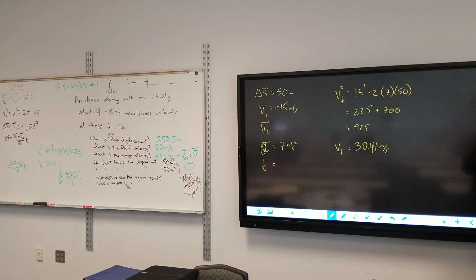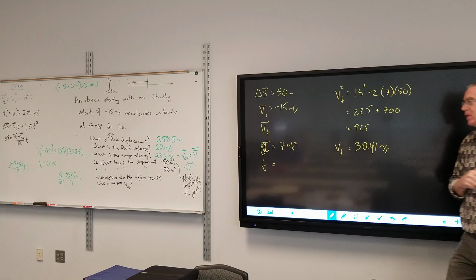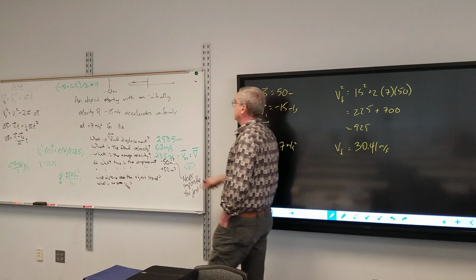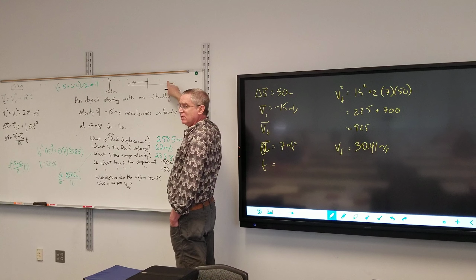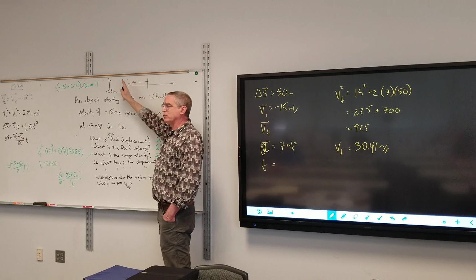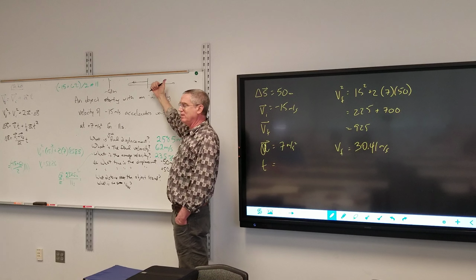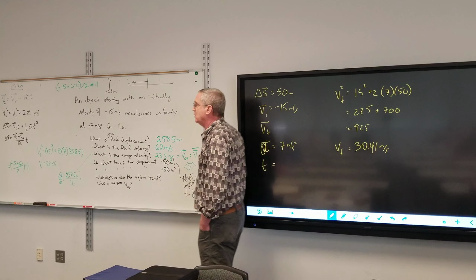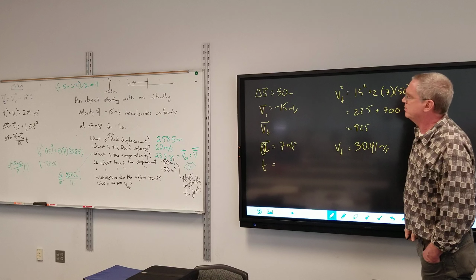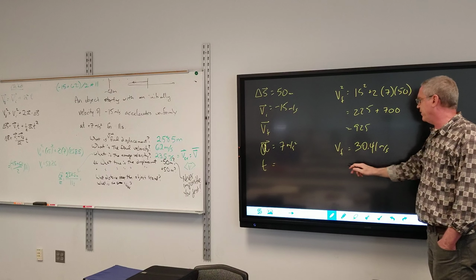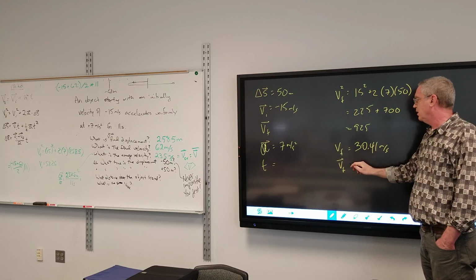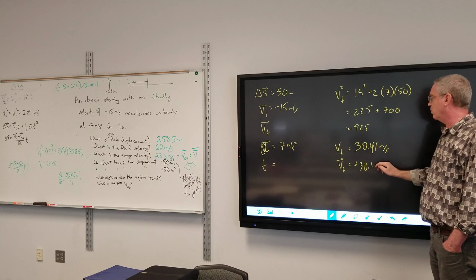What is the final velocity? In which direction is the object moving? To the right, given the way I'm drawing it. Yeah, I'm over here. In this scenario, he goes to the left, turns around, and comes back. At this point, he's only moving to the right. So he's moving in what I've implied is the positive direction. So my final velocity is positive 30.41 meters per second.